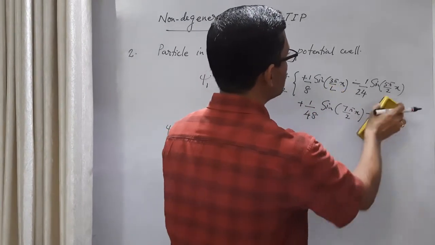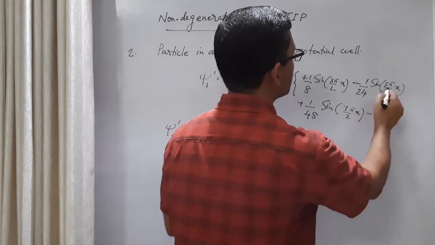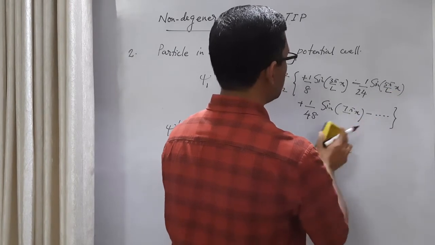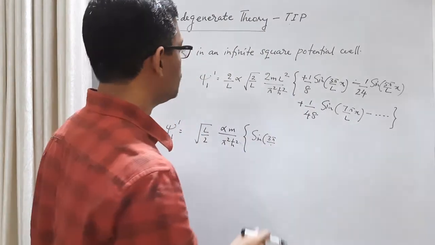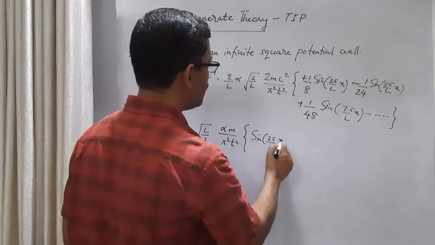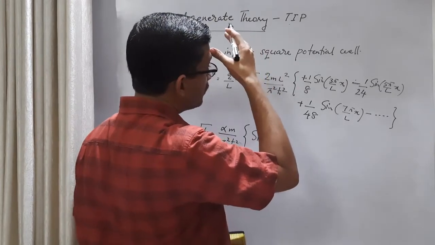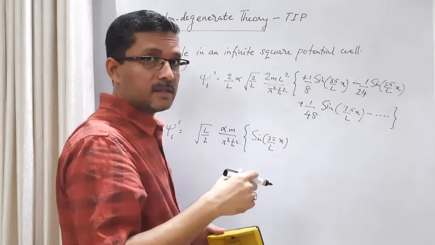It should be sine m pi by L into x. I think I wrote sine m pi by 2 into x. It should be sine m pi by L into x. Okay, so it's sine 3 pi by L into x. Only in the first term the L is cancelled.